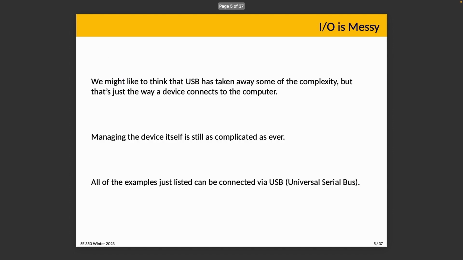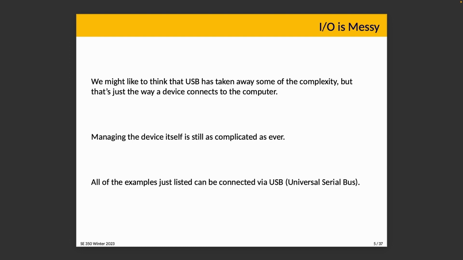And you might say, well, USB exists, so that makes it easier. I mean, it does, but it doesn't. USB manages how the device connects to the computer, universal serial bus, and managing the actual device itself is still very complicated. You can, and probably do, have USB headphones, USB printer, USB disk drive, and USB keyboard, all of those things.